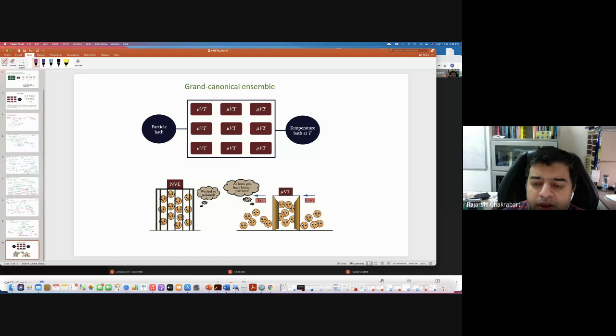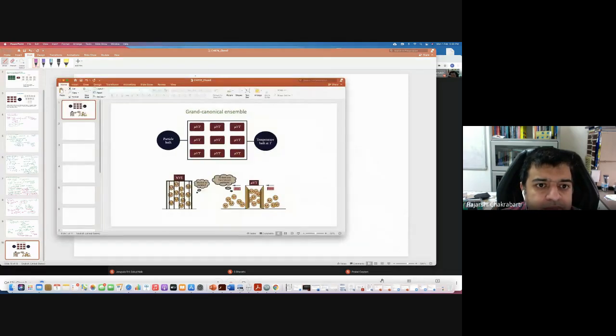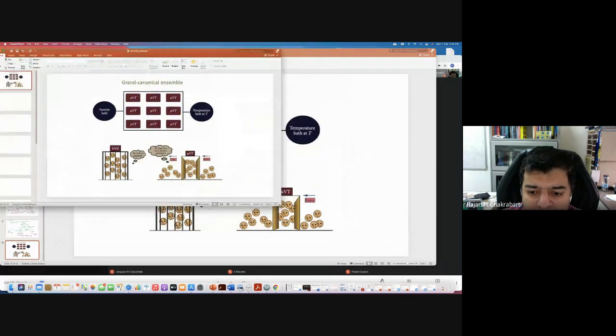And today another ensemble we're going to discuss is called the grand canonical ensemble. Today's discussion is also from the book by Professor Biman Bagchi and McQuarrie. It's a combination of these two books. So please go and read after today's class. Okay, so let us see what is there today.